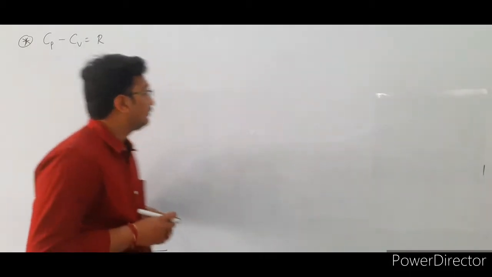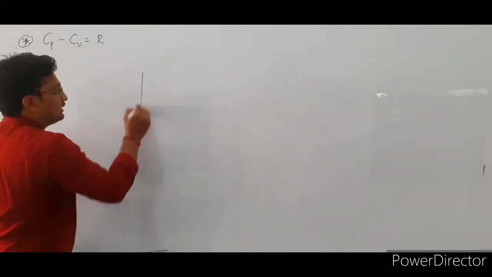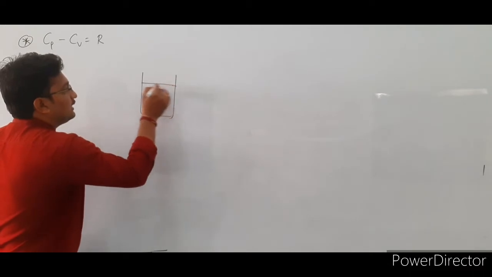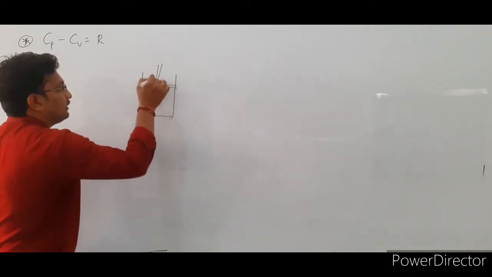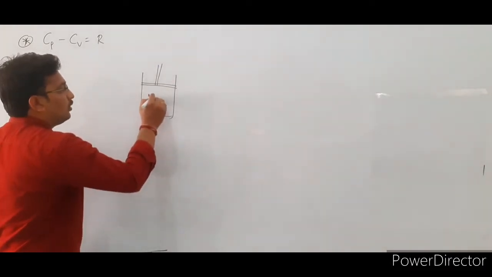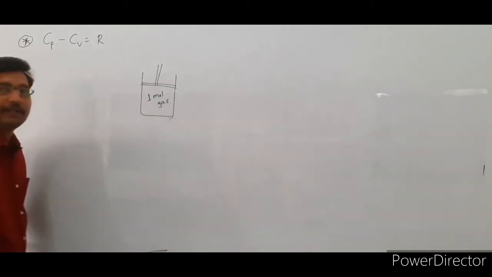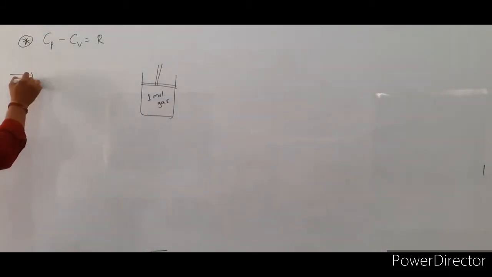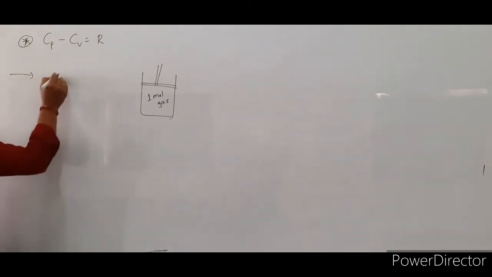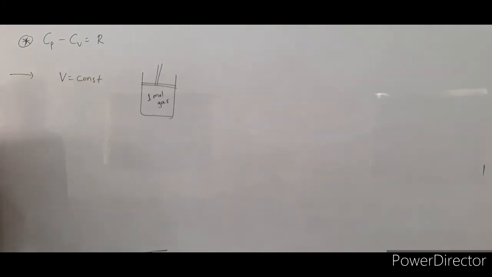Okay. See here. In this case, we are going to consider a cylinder, and this cylinder is fitted with a frictionless piston, and it consists of 1 mole of a gas. Right. Okay. So to derive the relation between Cp minus Cv, there are two conditions. The first condition is that the volume of the system is constant. In the first case, the volume of the system is constant.